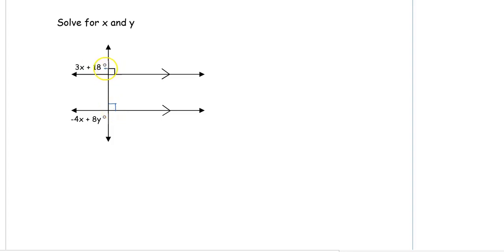Then we can use our linear pair, say that's 90. Linear pair, congruent, vertical angle. All four of these on each line, so 8 angles total, are all going to be 90 degrees. So the first angle here, 3x plus 18, has to be equal to 90. And negative 4x plus 8y, this is also going to be a 90 degree angle.